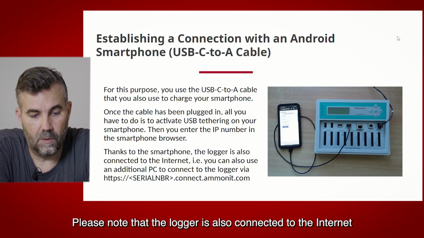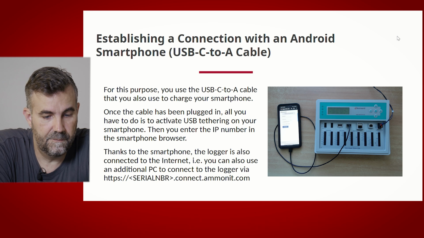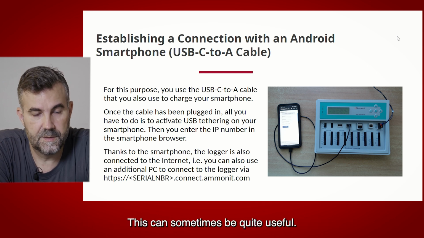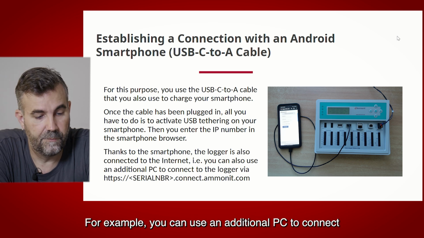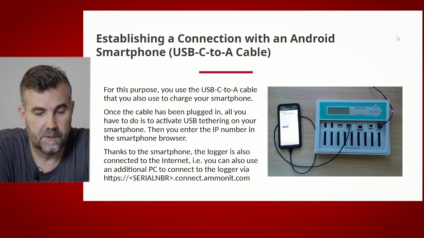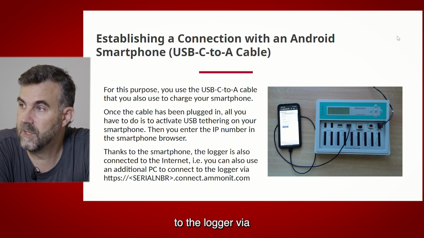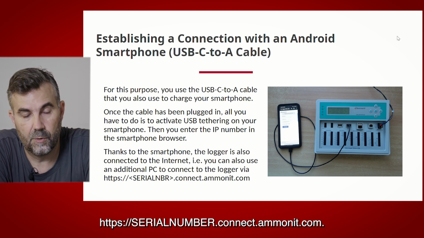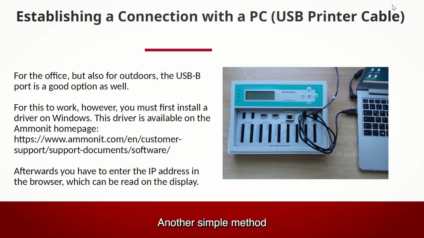Please note that the logger is also connected to the internet when your smartphone is connected to the internet. This can sometimes be quite useful. For example, you can use an additional PC to connect to the logger via HTTPS serial number.connect.ammonit.com. Another simple method is to connect a Meteo-42 to a PC using a USB printer cable.